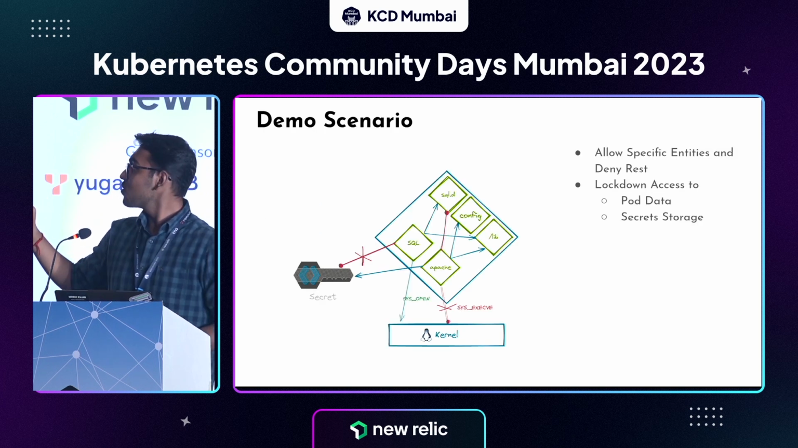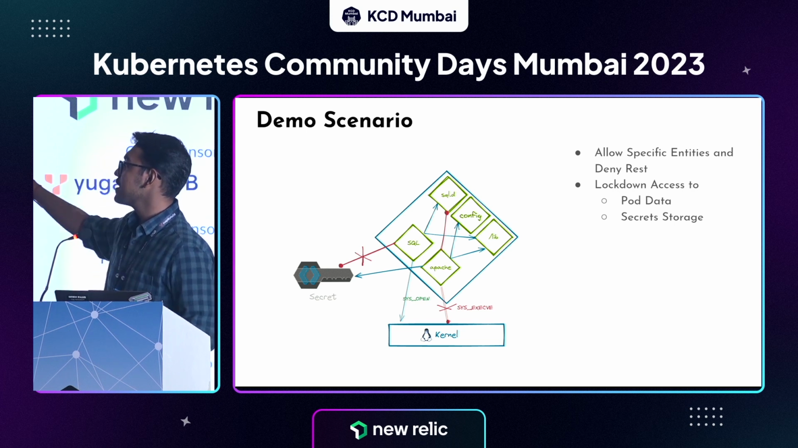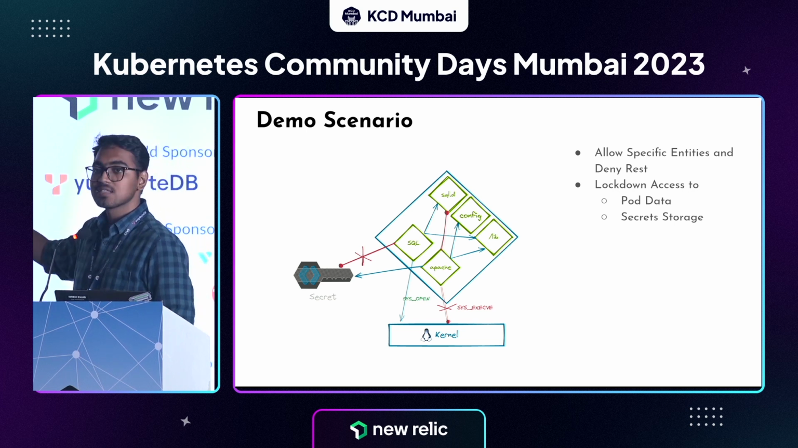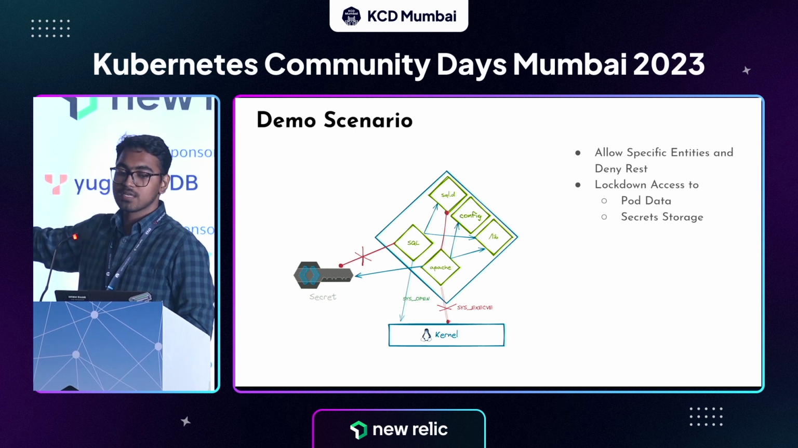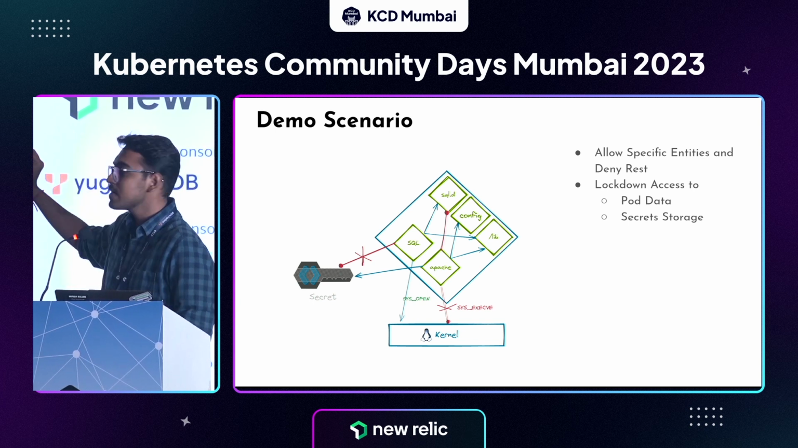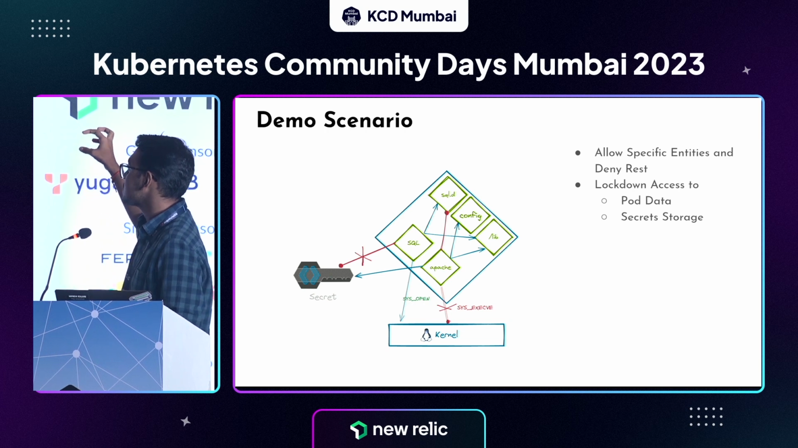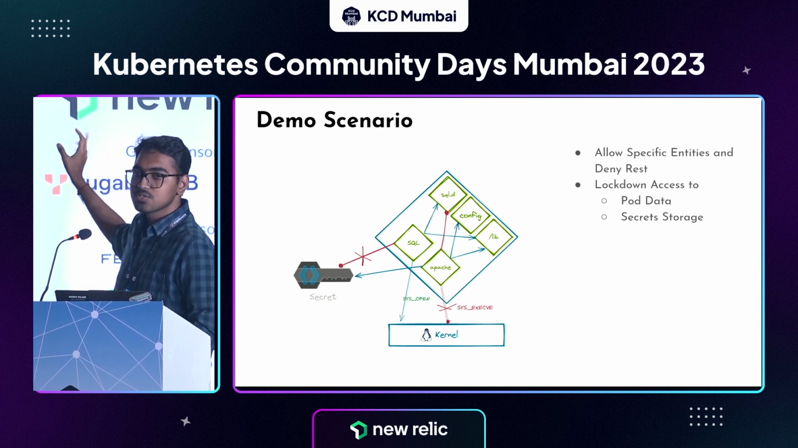Some details about the demo scenario which I will use. We have a container here which has a mount where it stores its secrets. And I will showcase how we can allow specific entities and deny the rest. It will mostly revolve around how we can lock down access to pod data, secret storage, etc.